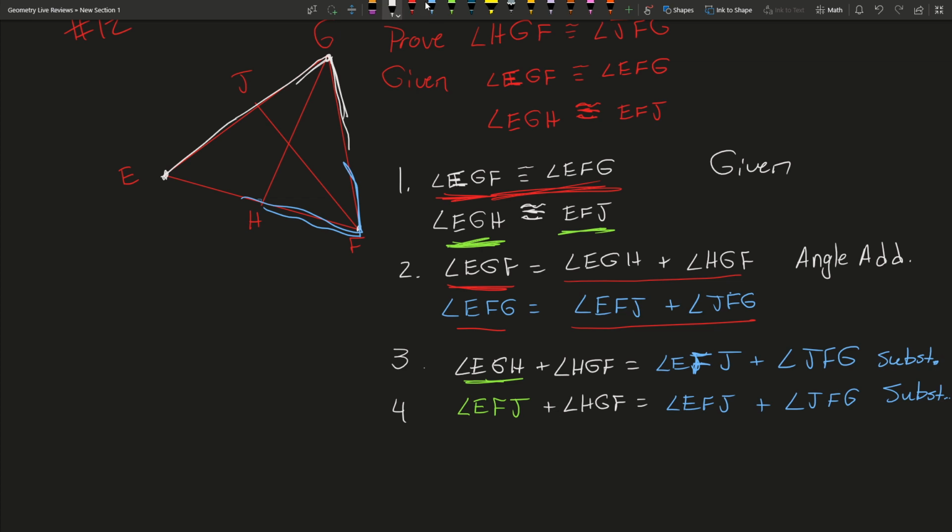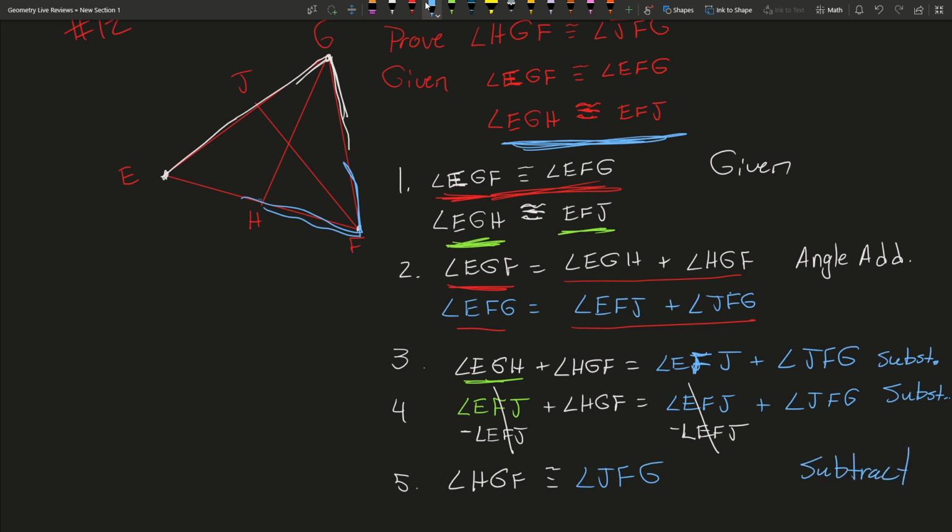And then we can subtract EFJ from both sides, the measure of EFJ. When we do that, those cancel. So we're left with angle HGF is congruent to angle JFG, which is exactly what we're trying to prove. The reason we can simplify it like that is because of the angle addition postulate, but we can call it subtraction for now, because we're just subtracting some measure. And then that's it.